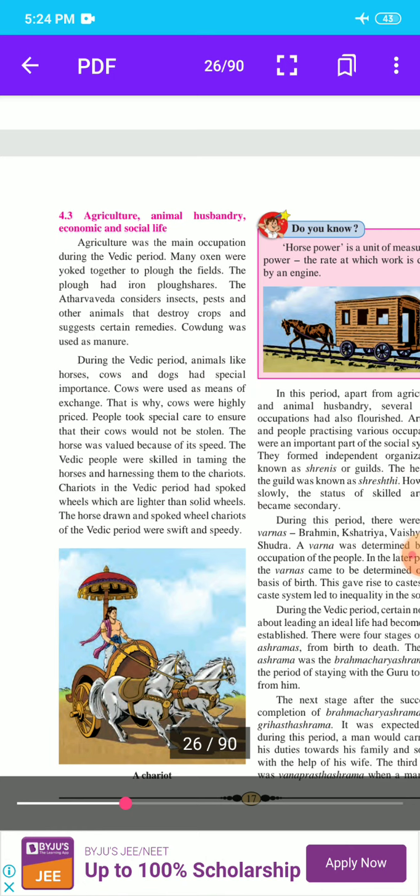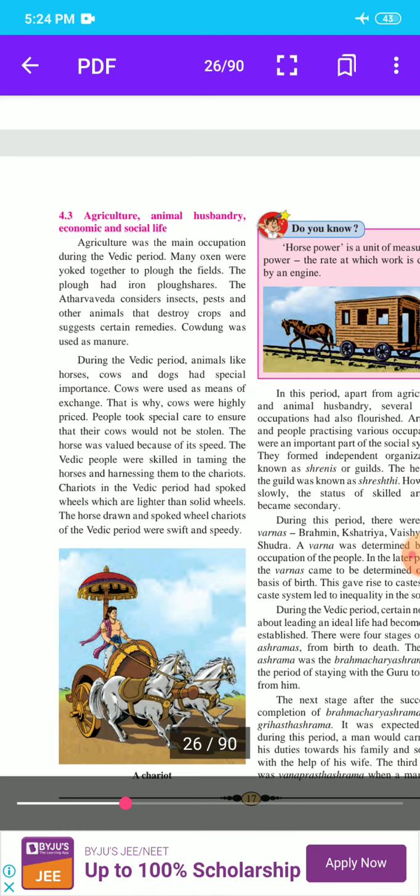Many oxen were yoked together to plough the fields and the plough had iron plowshares. The Atharvaveda considers insects, small animals, pests and other animals that destroy, that is ruin, crops, and suggests certain remedies. Cow dung was used as manure.